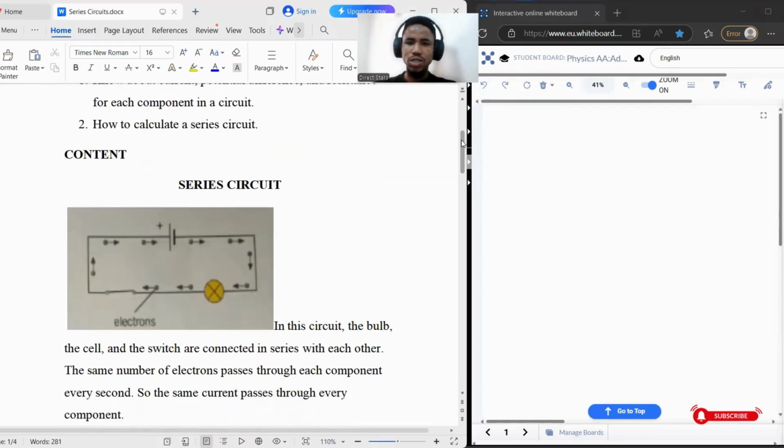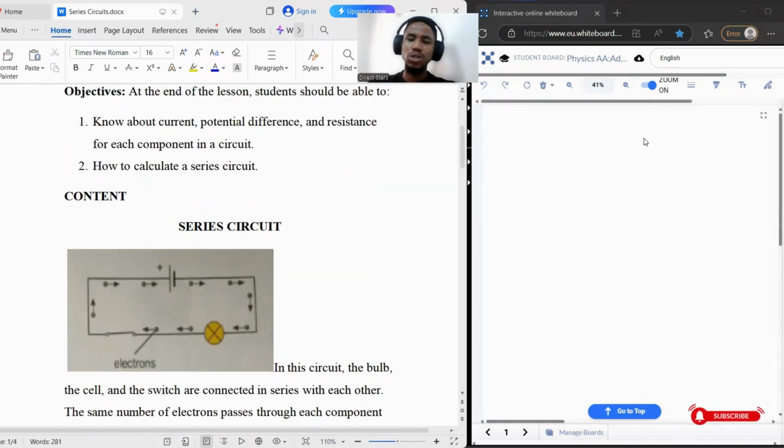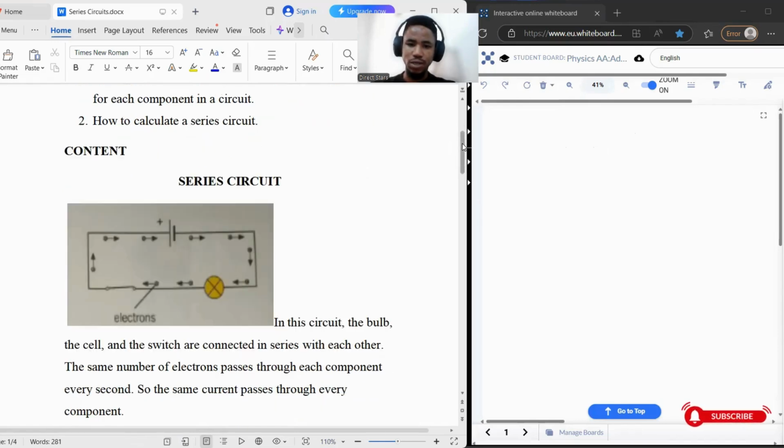But before going to series circuits, I need to remind you what a circuit is. A circuit can be defined as the pathway in which current flows. So this current can flow in a circuit in two ways. That's why we call it a series circuit or a parallel circuit. But our topic for today is series circuit. So how does current flow in a series circuit?